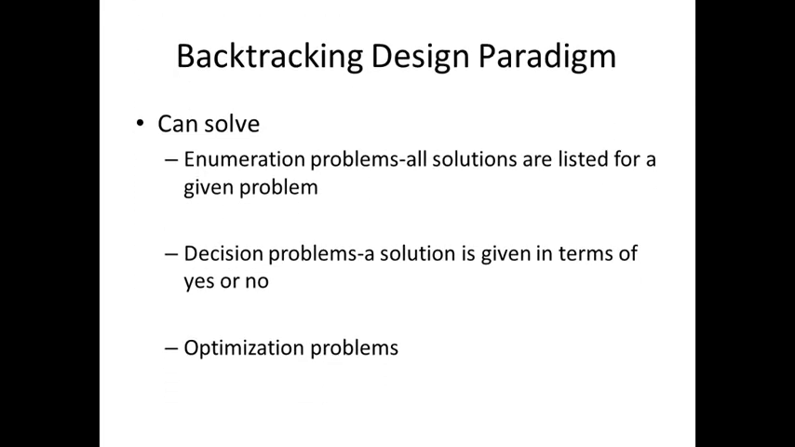And in backtracking design paradigm, mainly it can solve three types of problems. One is enumeration problems, and enumeration means list. All solutions are listed for a given problem and pick the optimal one. Decision problem. Decision problems, this is a familiar one. While taking theory of automata itself, I have told you, decision problem is a kind of problem where you will be coming up with an answer yes or no.